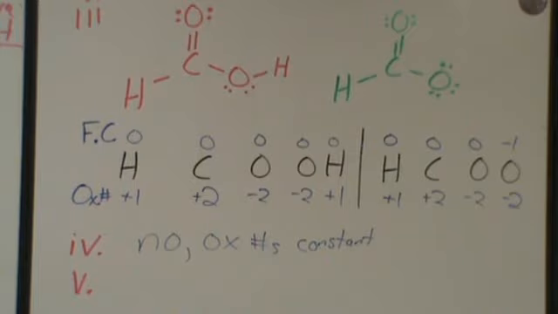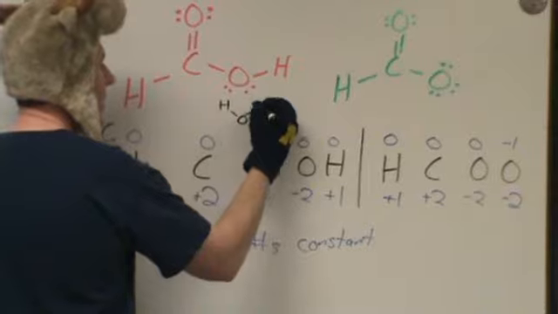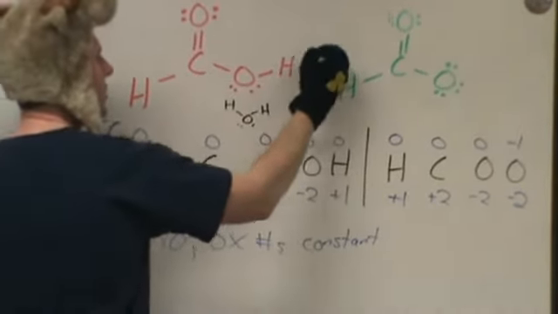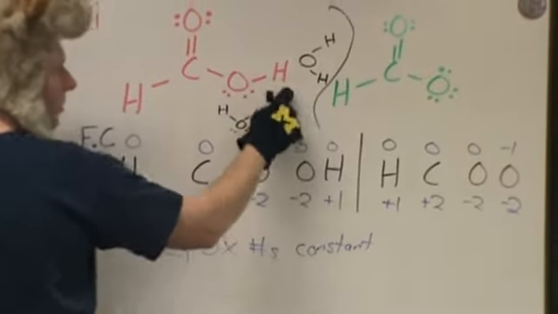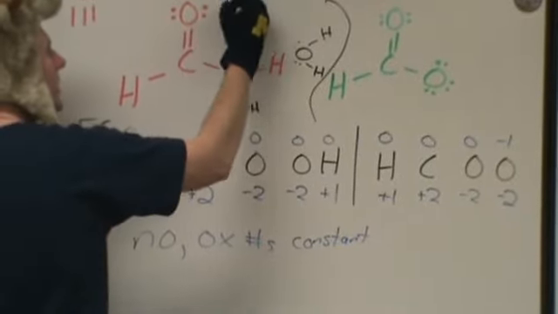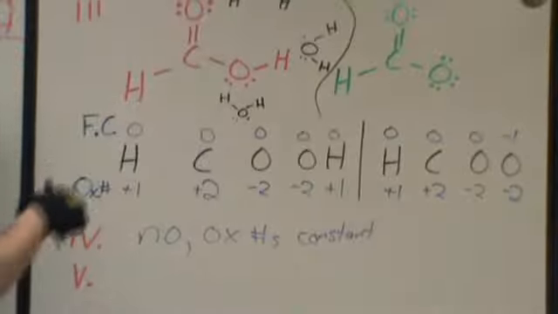Part 5 says draw a hydrogen bond with the formic acid molecule. Okay, there are 3 options for this. You can put the hydrogen end of the water here. You can put the oxygen end by this here. And then also, you really can take the hydrogen end next to that oxygen.